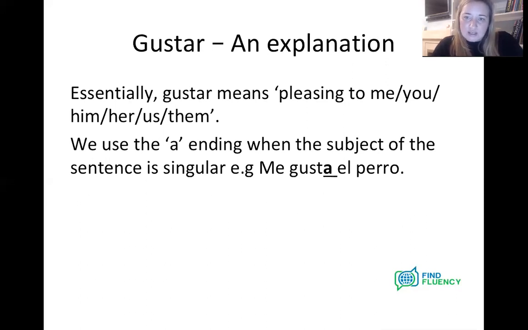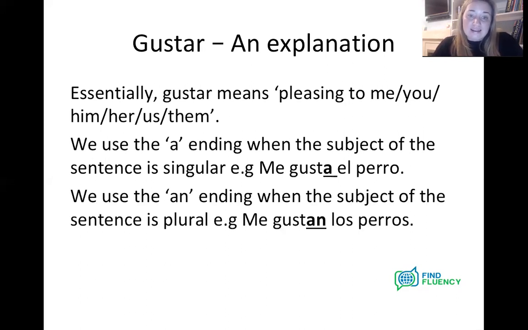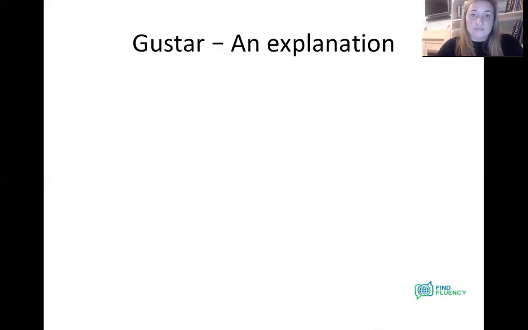So because el perro is singular, it's me gusta, it's not me gustan. We use the -an ending, therefore, when the subject of the sentence, the thing that is being liked, is plural. So, me gustan los perros. And again, if you've been following the lessons, you'll know that los indicates that something's plural. Perros with an S on the end means that it's plural. So therefore, we say, me gustan los perros. So the dog is pleasing to me, the dogs are pleasing to me. So we change gusta to gustan when the subject's plural.